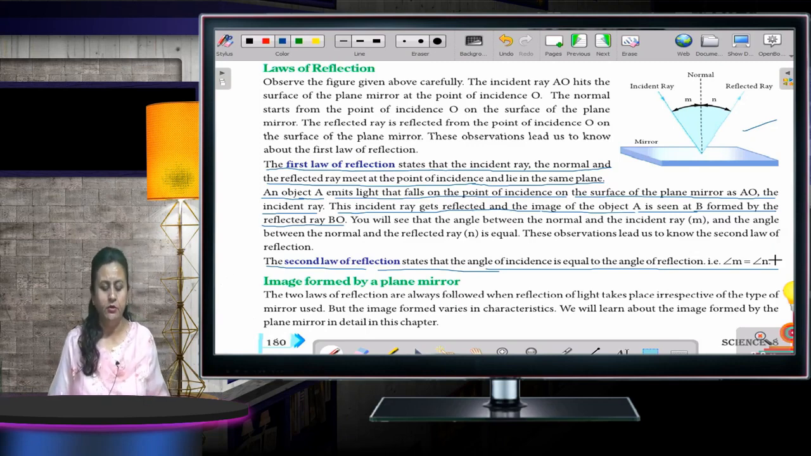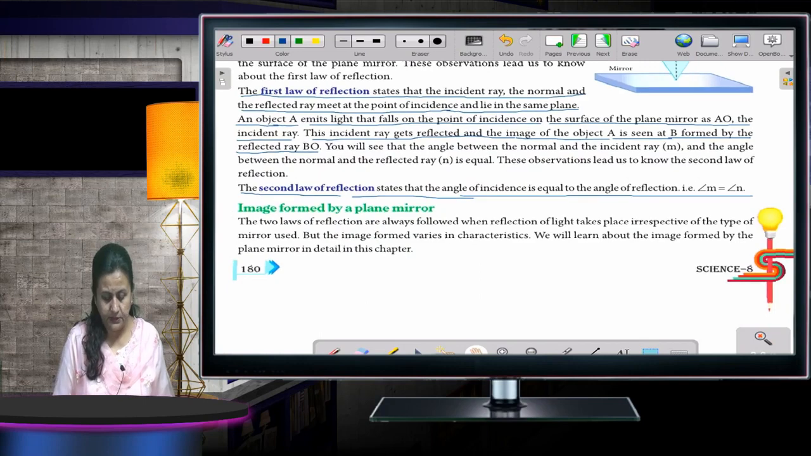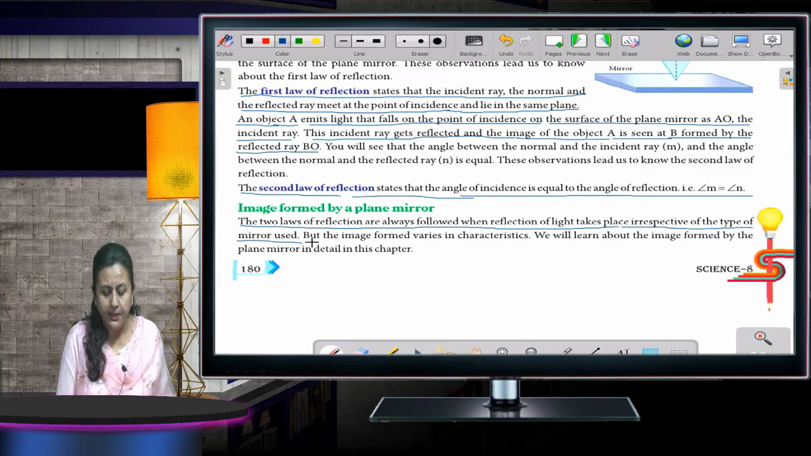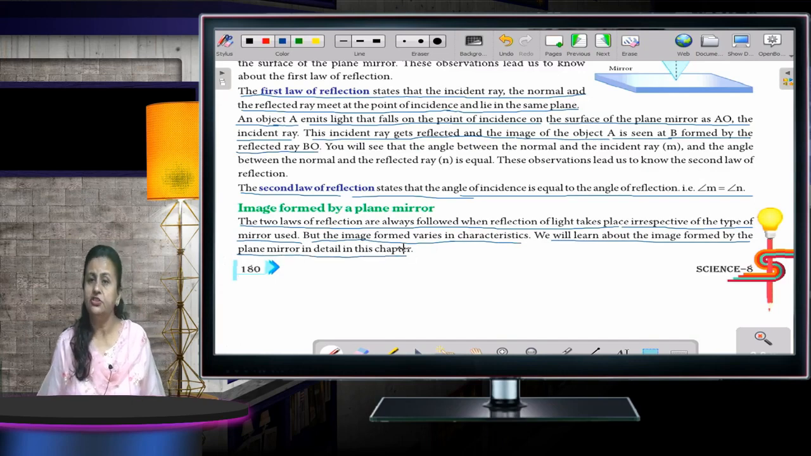Now moving to the next one, image formed by plane mirrors. Here, the two laws of reflection are always followed when reflection of light takes place, irrespective of the type of mirror used. It can be any mirror, a plane mirror, a convex mirror, or a concave mirror. But the image formed varies in characteristic. We will learn about the image formed by the plane mirror in detail in this chapter now. Now moving to the next one.